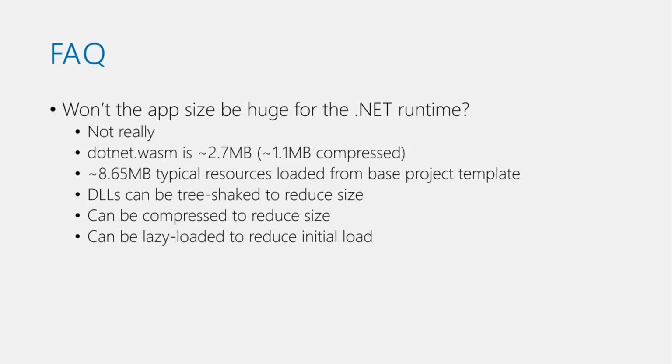They did some improvements with .NET 5 with additional tree shaking to reduce the size. So if you don't need certain aspects of the .NET runtime, it won't include them, and it won't include any of the DLLs that you don't need. Also, it can be compressed to reduce the size. And additionally, it can be lazy loaded. So that initial call doesn't have to load up everything. It can load up the initial application, then load just in time, as needed, the additional components of your application, so you don't have that huge size all at once.